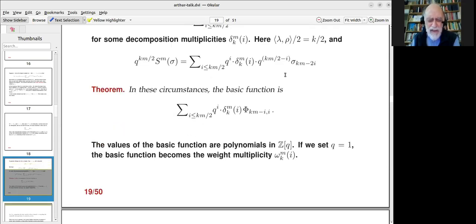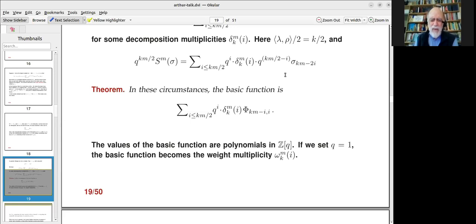So as a check on calculations, which I've done many times, if you set q equals 1, the basic functions just become the ordinary weight multiplicity. And that's very useful to know sometimes. So there are 3 functions which are very closely related. There's the weight multiplicity, which I call omega_m. There's the decomposition multiplicities, which I call delta. And then there's the basic function itself. And all of these are very intimately related.